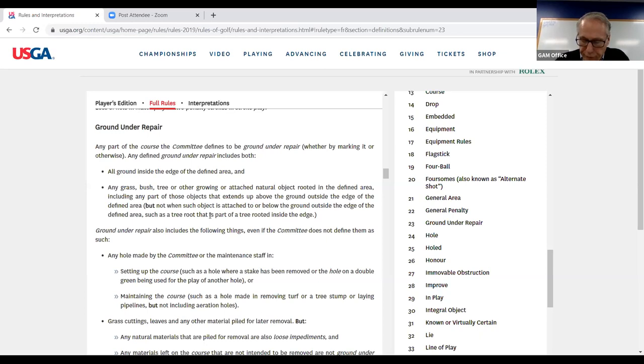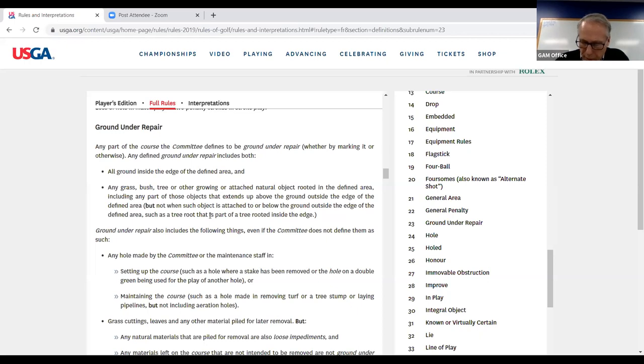There are certain ground under repair situations that, even if the committee does not define them, such as holes made by the committee or maintenance staff setting up the course, such as a hole where a stake has been removed, or maintaining the course where a hole is made by removing a turf or tree stump, are defined to be ground under repair, but aeration holes are not considered ground under repair.